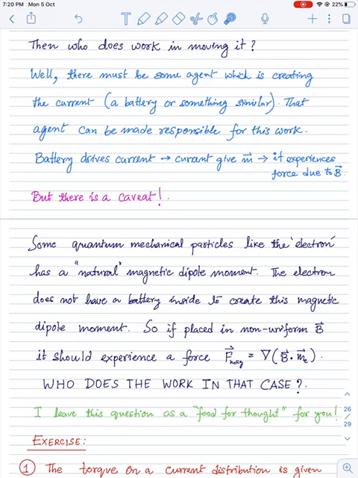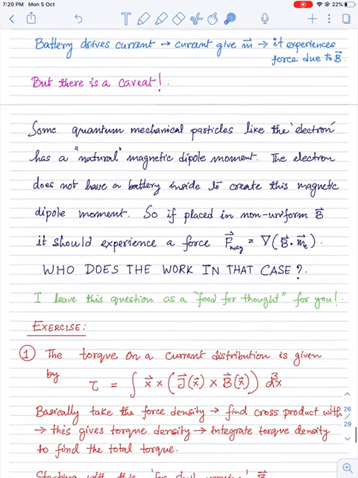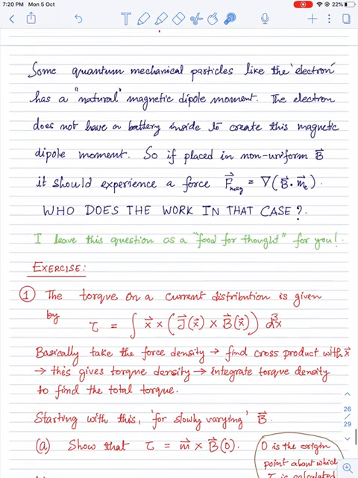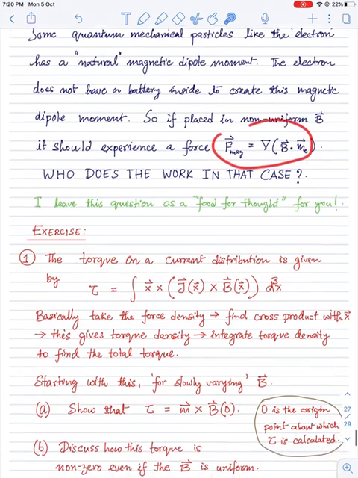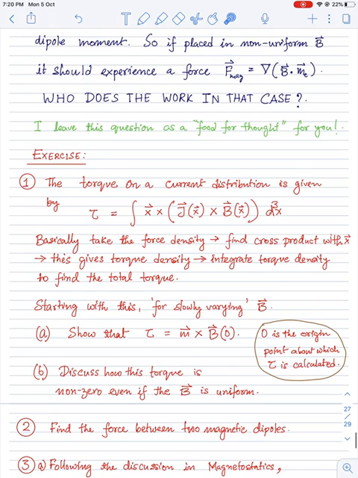That is something to think about, and I will leave you with that thought. I want you to explore this question and see if you can find a good answer. Search the internet, go everywhere and see if you can find a good answer to this question. I'm going to leave you with this question, and I'm also going to give you a few exercises.